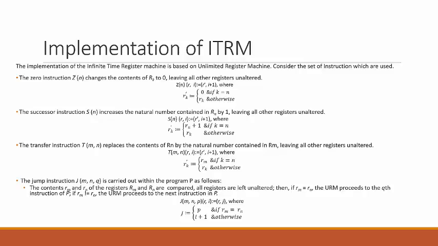The transfer instruction replaces the content of Rn by the natural number contained in Rm, leaving the others the same. The jump instruction compares the registers, which are left unaltered. If Rm equals Rn, the URM proceeds with the qth instruction. If Rm is not equal to Rn, then the URM proceeds to the next instruction.